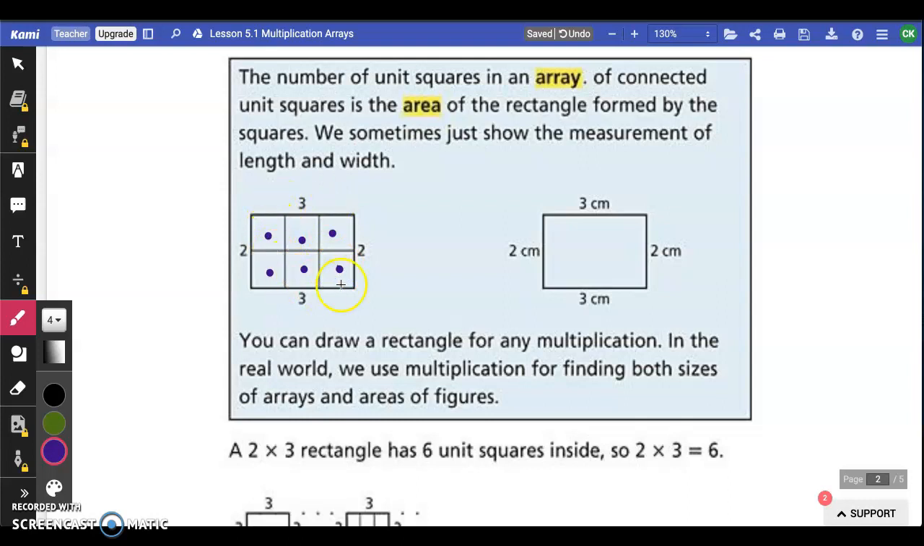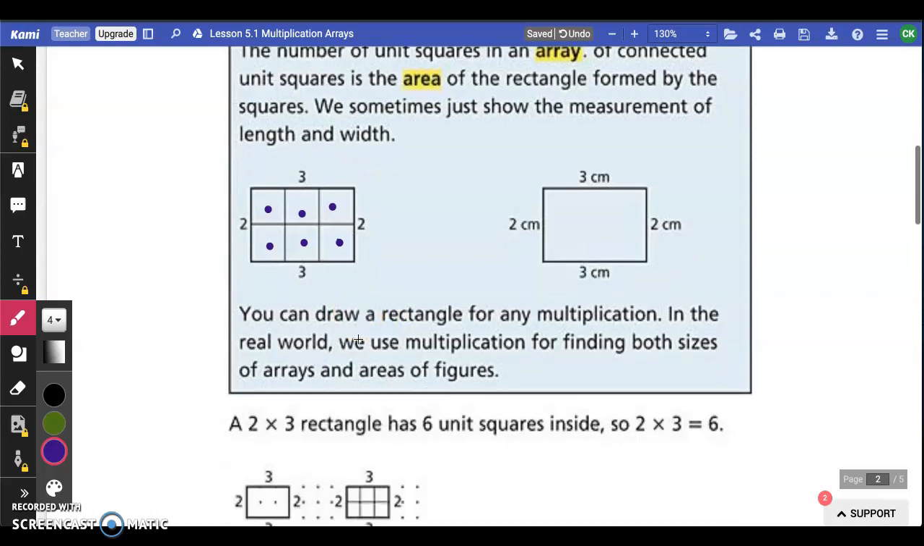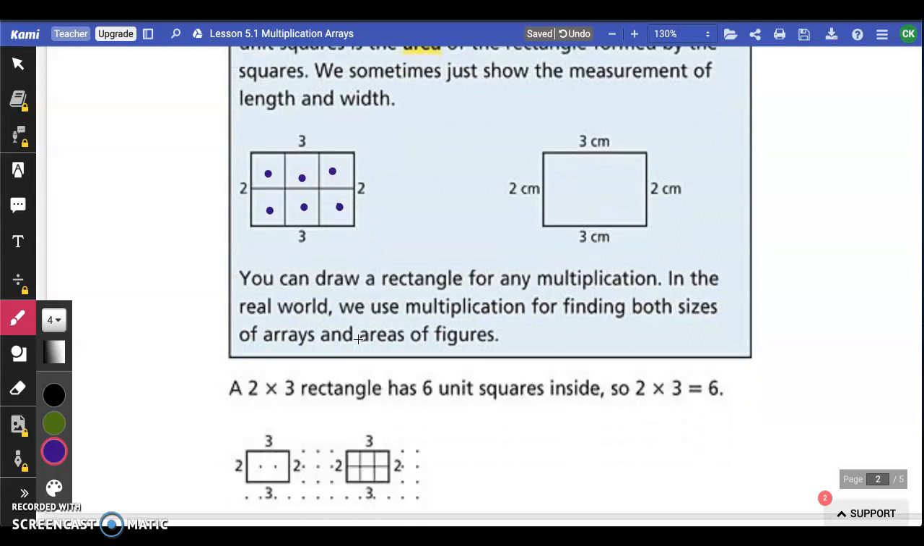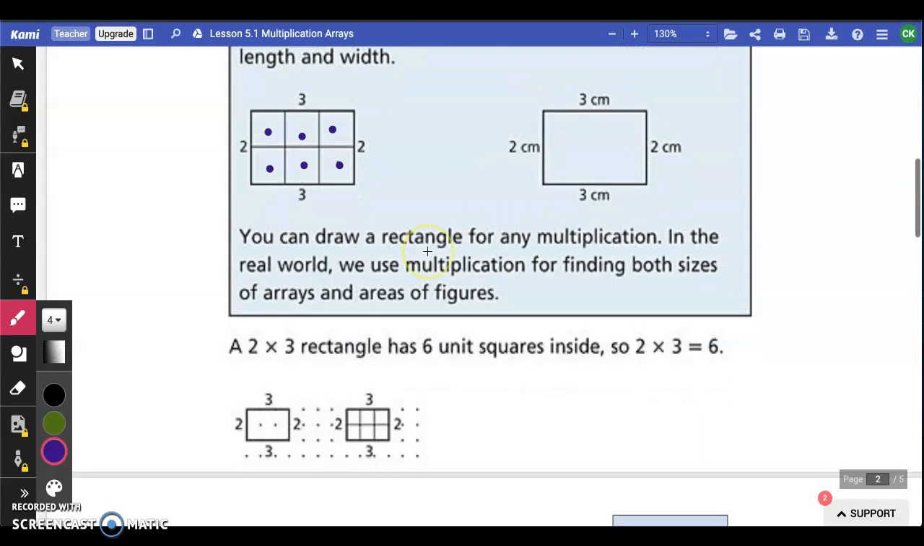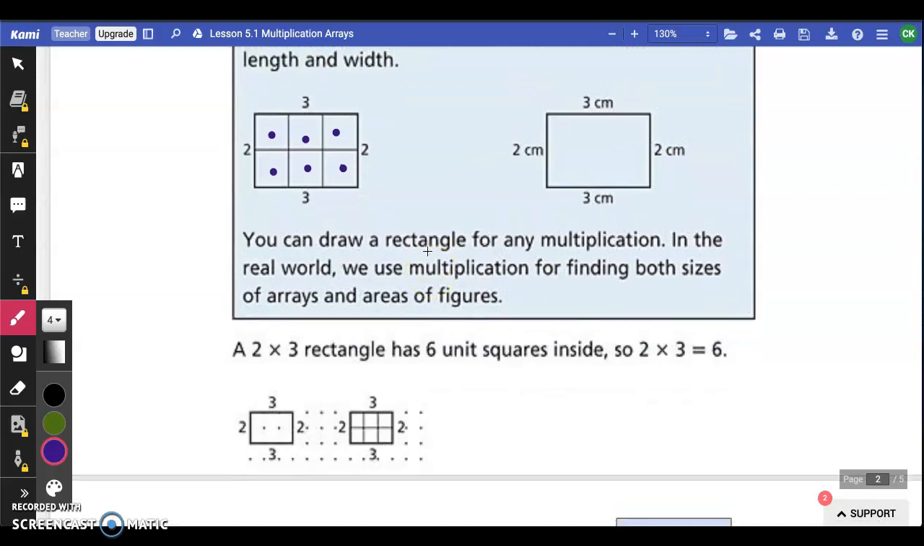A lot of times when we're finding area, we don't put the unit squares in, especially when they get to be bigger, and we would just simply label on the sides the length and the width. So you can go ahead and draw a rectangle for any multiplication equation, and it would be the same. Obviously, we can't do it perfectly, but you could do it as an example.